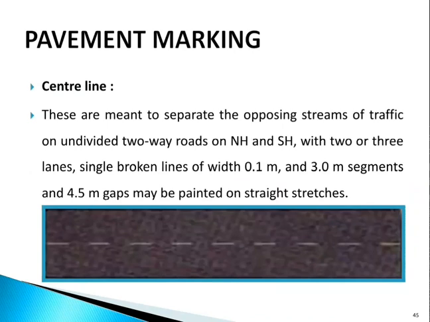Next is center line. These are meant to separate the opposing stream of traffic on undivided two-way roads on national highway and state highway. With 2 or 3 lanes, single broken lines of width 0.1 meter and 3 meter segments and 4.5 meter gaps may be painted on straight stretches. So you can see it in the image.